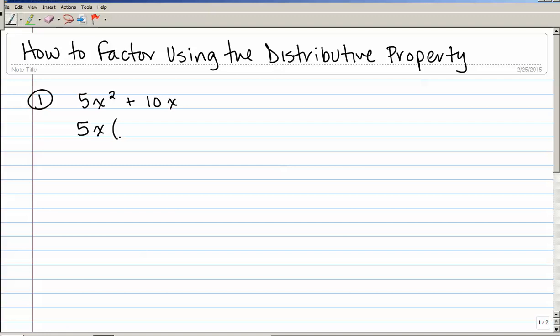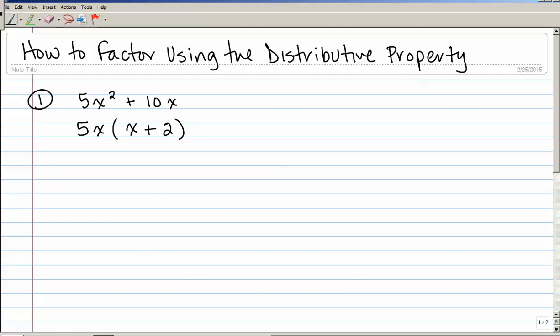And now inside the parentheses, I'll have what's left when I take 5x squared and divide it by 5x. Or another way to say that is, what do I have to multiply 5x times to get 5x squared? That would be an x. And then I'll add a plus. Now what do I have to multiply 5x times to get 10x? That would be a 2. So the factored form of 5x squared plus 10x is 5x times the quantity x plus 2.